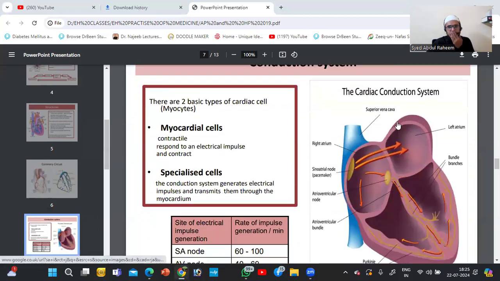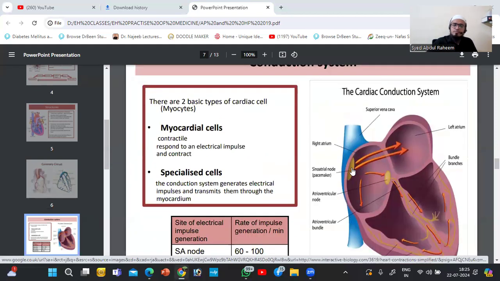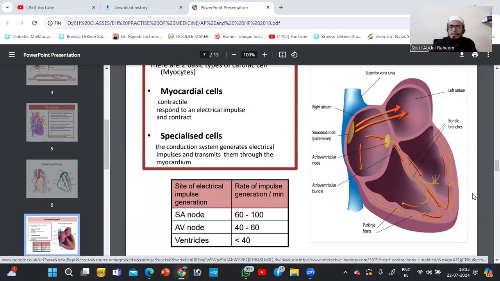You have cells in the SA node and AV node, called specialized cells. SA node means sinoatrial node. It is present in the atrium. The AV node is present between the atrium and ventricle. These are the pacemakers. They generate electricity. From the SA node, it goes to the AV node, from the AV node to the bundle branches, and then the Purkinje fibers. Then the heart contracts, and then it relaxes. This keeps happening.